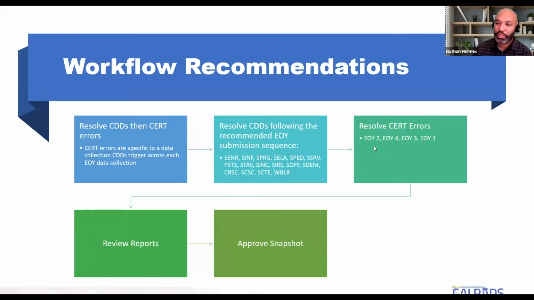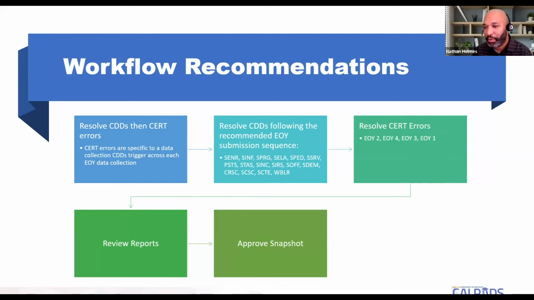Then after you have resolved the CDDs, you'd move to the cert errors. And again, at this point, this is what's familiar. Typically, you resolve the cert errors for whichever end of year is easiest for you to certify. So end of year 2 seems pretty straightforward, easy for everyone. Not much has changed for the past several years. Then I would move to end of year 4. Typically, the students with disability submission is completed early. And so if that's the case for your LEA, you can LEA approve EOY 4 after you resolve those cert errors, so on and so forth.